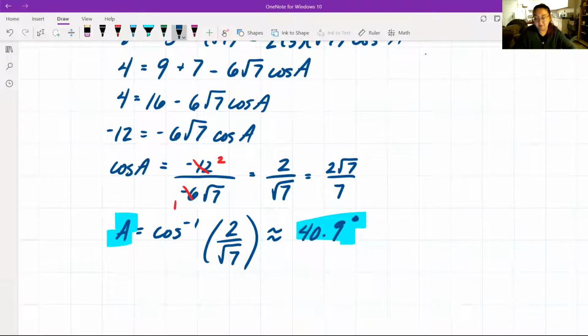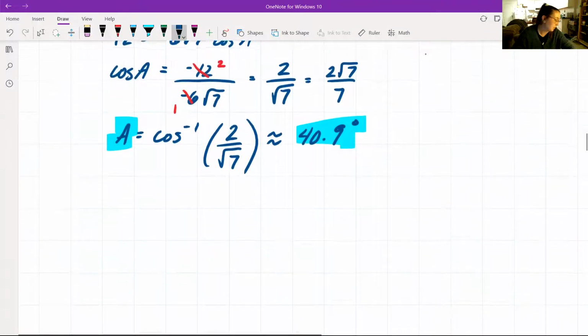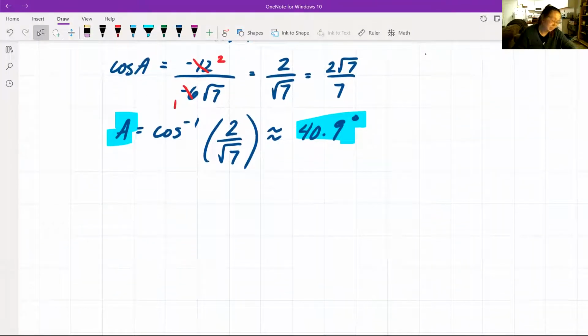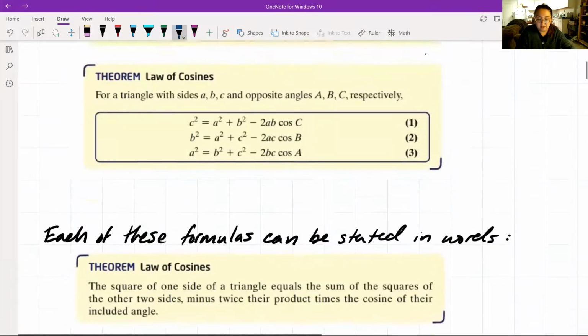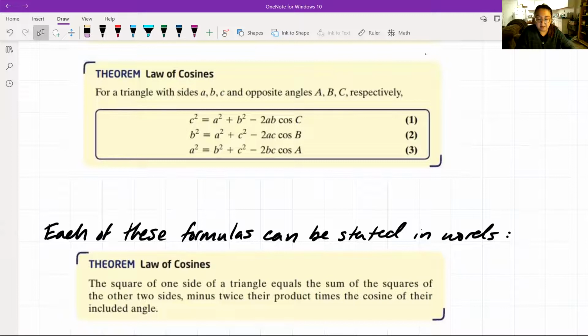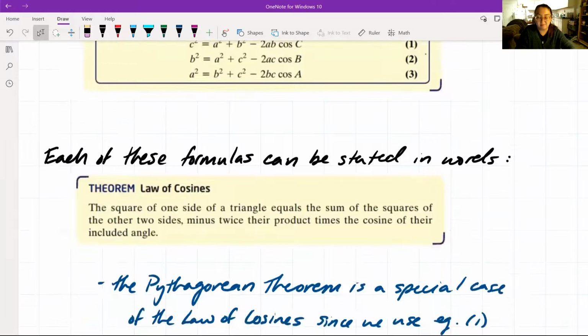So we found a value for A. We're saying that A is about 40.9 degrees. Now we want to find the value for B. So for B, we want to do the same thing. We want to use our equation 2 for B. And equation 2, remember, was B squared is equal to A squared plus C squared minus 2 times A times C times the cosine of angle B.